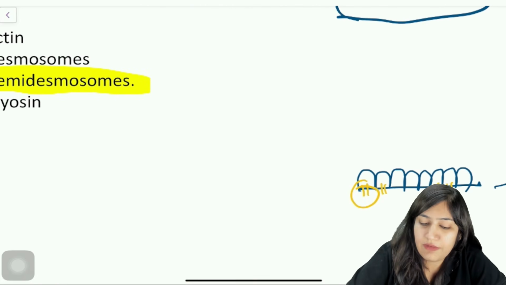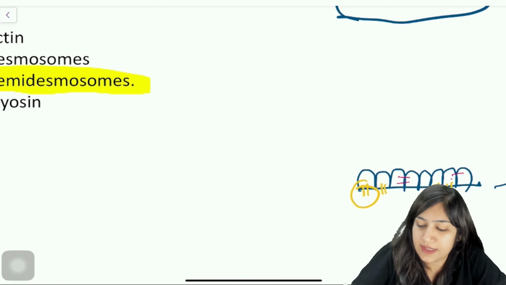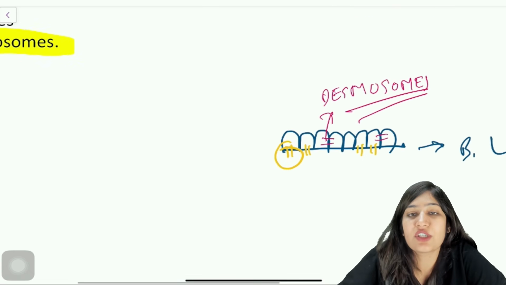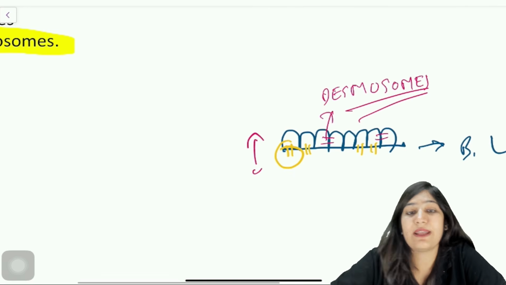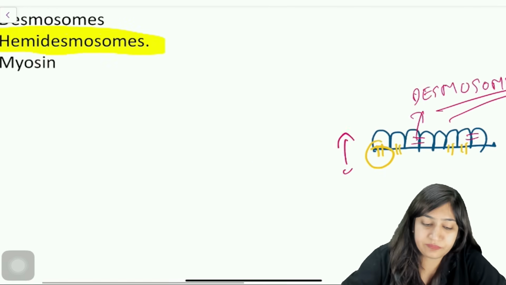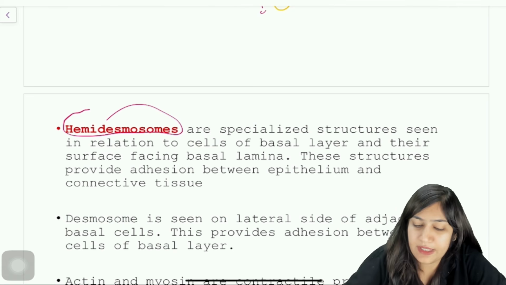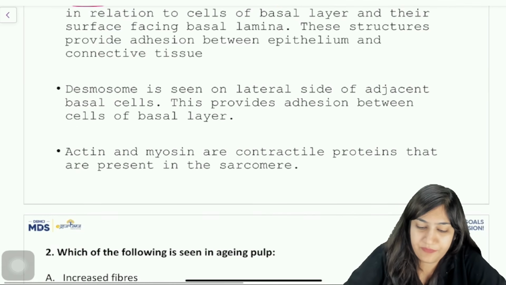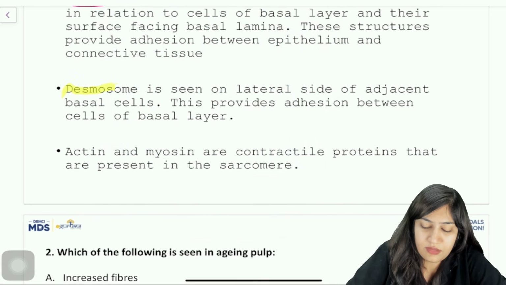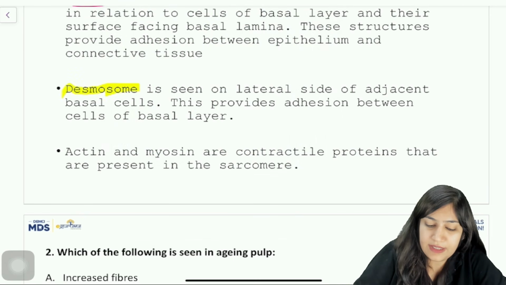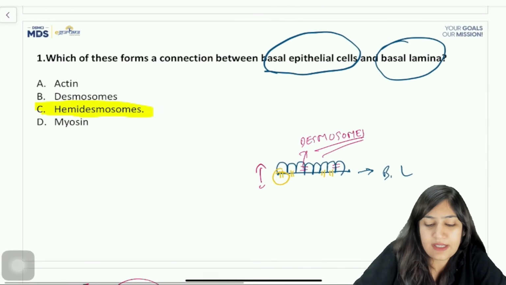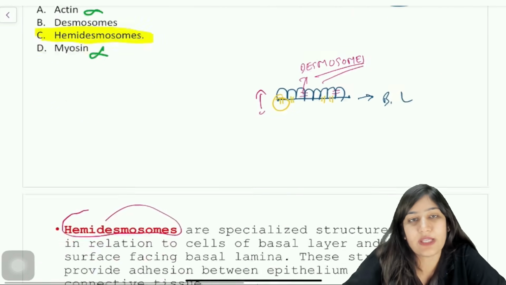And if it would have been asked between the epithelial cells, then this would have been desmosomes. So between the epithelial cells, desmosomal junctions, and between the cell and the basal lamina, hemidesmosomes. So hemidesmosomes are mainly between the basal cells and basal lamina. Desmosomes between two epithelial cells. And actin and myosin cannot be the correct answer as both of them are contractile proteins present in the sarcomere.